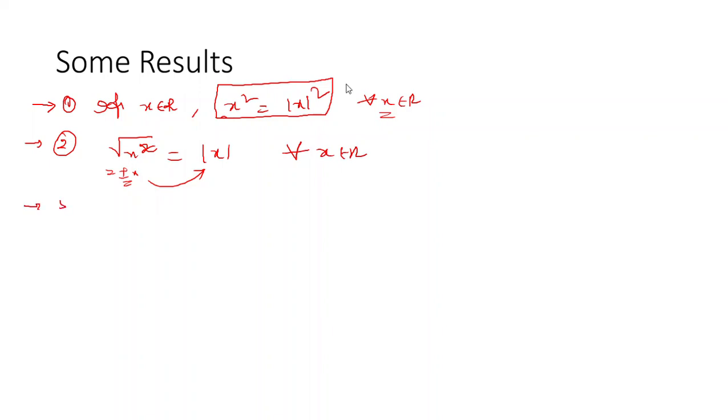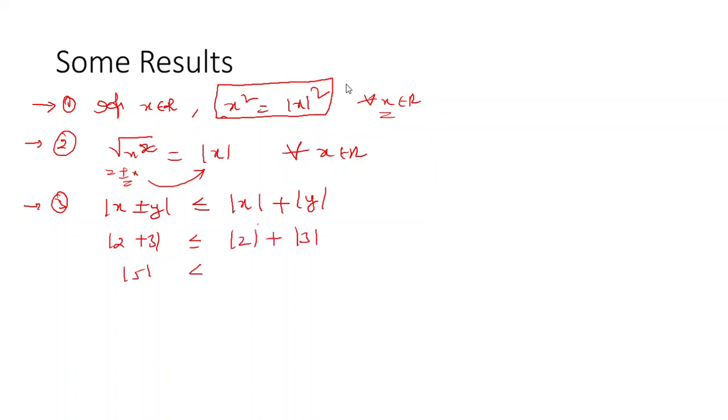And the third one, mod x plus or minus y is less than or equal to mod x plus mod y. Mod x plus or minus y will always be less than or equal to mod x plus mod y. For example, let's take mod 2 plus 3. So mod 2 plus 3 is mod 5, which is 5. Mod 2 plus mod 3 is also 5. Correct.